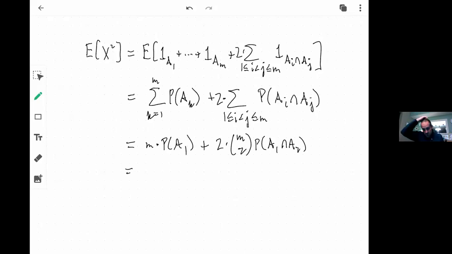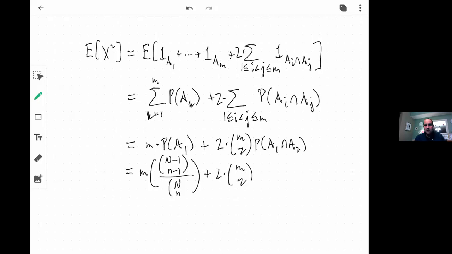Well, once again, the probability of A1: I have the first good ball, and I know that's got to be a part of what I'm doing. And what am I doing with the rest? I just have to choose them. There's capital N minus 1 left, and I have to choose little n minus 1 other things. So it's m times capital N minus 1 choose little n minus 1 over capital N choose little n, plus 2 times m choose 2. Now, what about this probability?